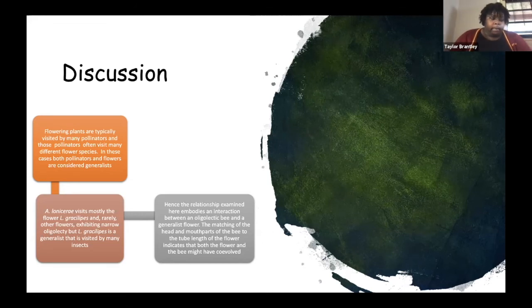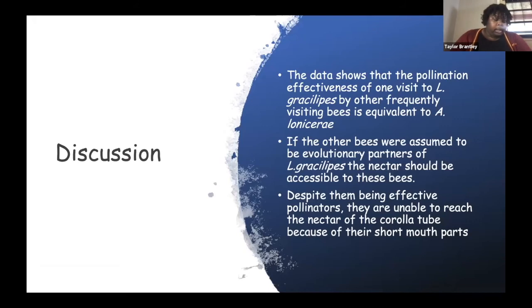The matching of the head and mouth parts of the bee to the tube length of the flower indicates that both the flower and the bee might have co-evolved. So the data shows that pollination effectiveness of one visit by other frequently visiting bees is almost equivalent to A. lanisterei. Assuming that other bees constitute evolutionary partners, the nectar of L. gracilipes should be accessible to these other bees. However, despite them being effective pollinators, they aren't able to reach the nectar in the flower.